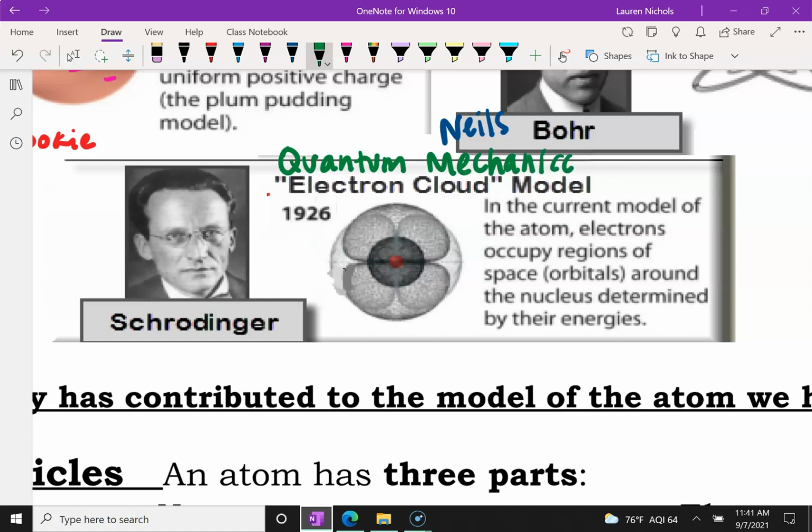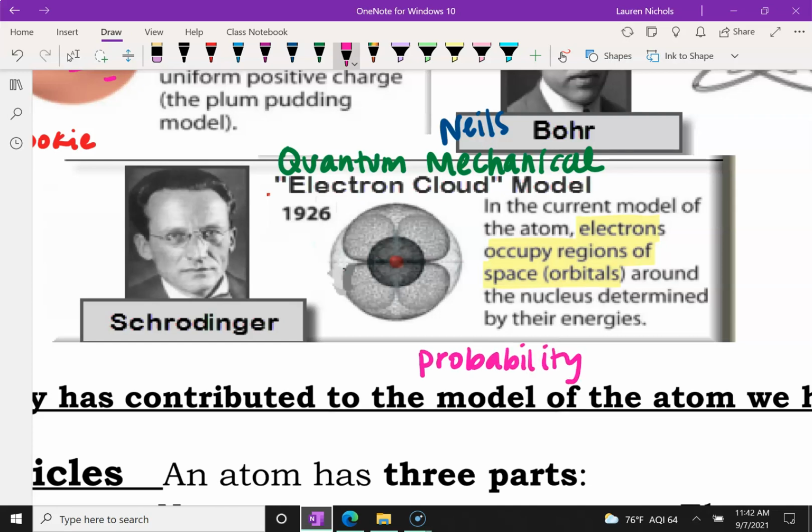If you actually study chemistry, you'll take a class called quantum chemistry, and it's kind of like a calculus, physics, and chemistry class all in one. But it was developed by Schrödinger and Heisenberg. If you've ever heard of Schrödinger's cat, you know, the idea that you can't know where the cat is and how fast it's moving all at the same time, you know, kind of is it there or is it not there? And so in this electron cloud model, the idea is that the electrons occupy regions of space that we call orbitals around the nucleus, and it's determined by their energies and also by their probability.